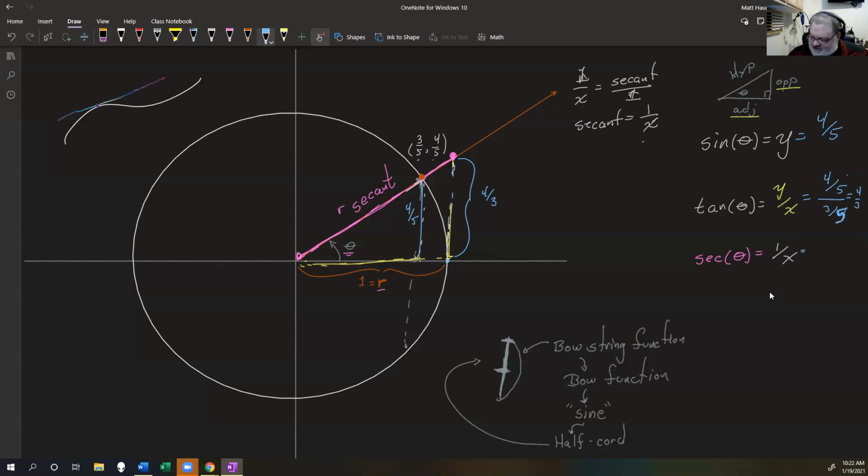So the secant is 1 over x. So that's 1 over the 3/5, which is 5/3. So that pink length is 5/3. So all we need for those 3 trig functions is that 1 point. Questions about that so far?